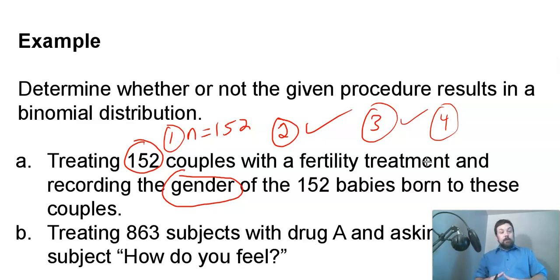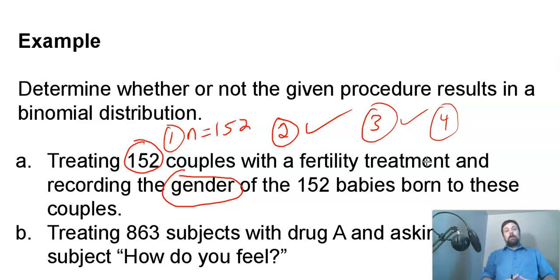Now, this is fertility treatment, and there may be methods for trying to increase the chance of having a boy or increase the chance of having a girl using these treatments. And so I'm not saying that the probability is 50-50 necessarily. Maybe the probability of having a boy is 60%, because maybe that's the gender that the couples are wanting. But it should stay 60% for every single couple.